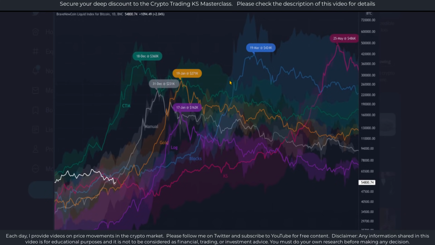Michael's block-based model is also terrific stuff. There's a lot of really clever people in the crypto industry. What we can see here is gold's price fitted to Bitcoin's trajectory. Very clever stuff. And the CTM and Ted's manually adjusted model. Very, very good stuff. And there's one other model I'd like to show you.